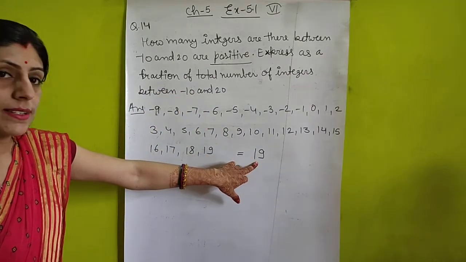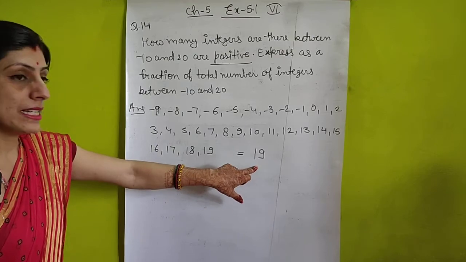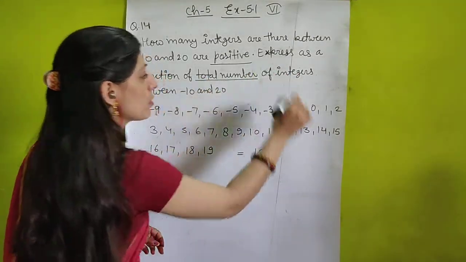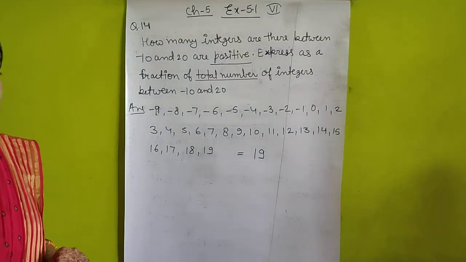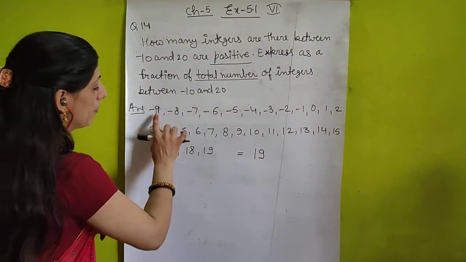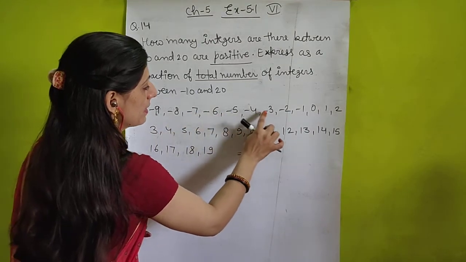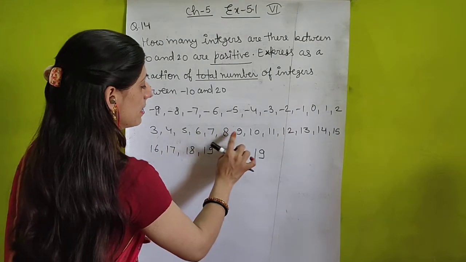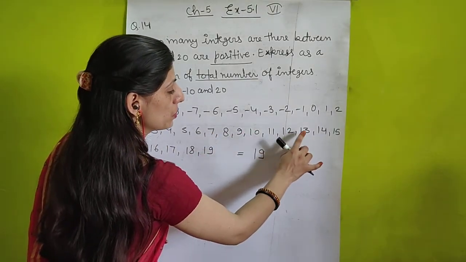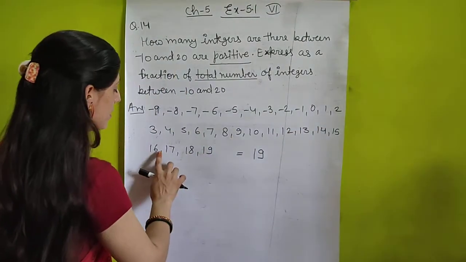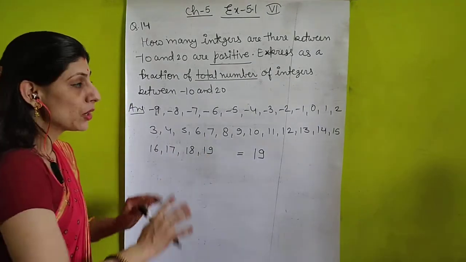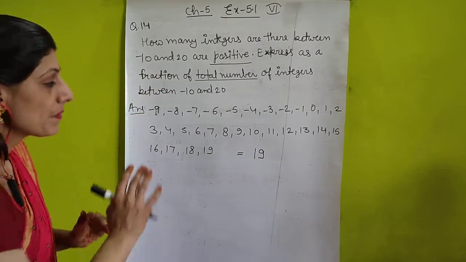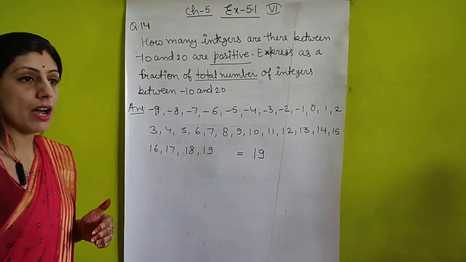So positive integers are 19, and this 19 we are to express as a fraction of the total number of integers. And total number of integers, how many are they? 1, 2, 3, 4, 5, 6, 7, 8, 9, 10, 11, 12, 13, 14, 15, 16, 17, 18, 19, 20, 21, 22, 23, 24, 25, 26, 27, 28 and 29. Total number of integers between -10 and 20 are 29, and out of them 19 are positive.